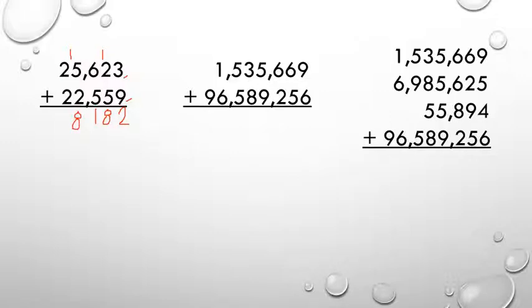2 plus 2 is 4. So basically, the answer for 25,623 plus 22,559 is 48,182. Okay, now let's move to the millions. Let's do the millions, okay?